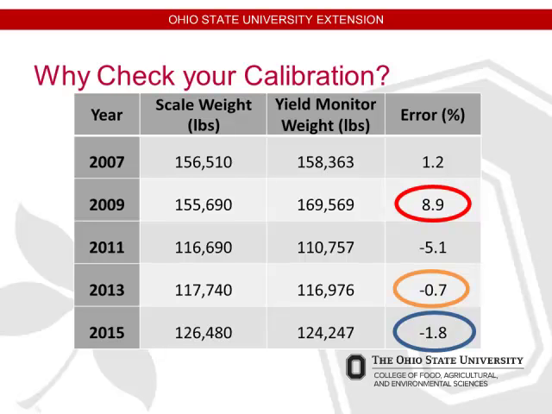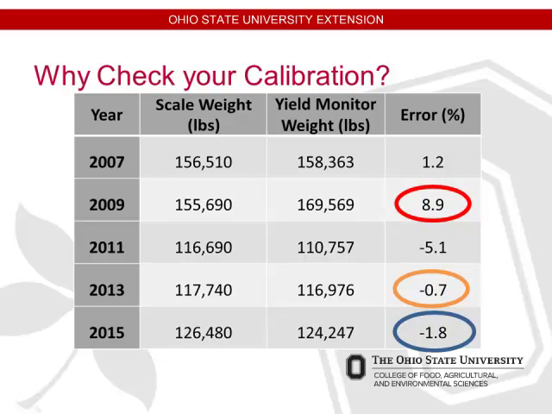So the first thing you can see is that sometimes we have a lot of drift. In 2009, we were off by almost 9% by the end of the season. Some years, we do all right. There was one year, in 2013, we were within 1%, and then 2 other years, we were within 2%, and that's pretty good.